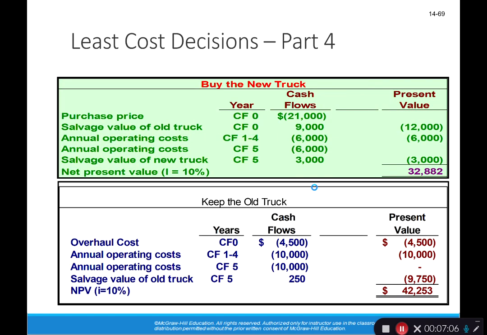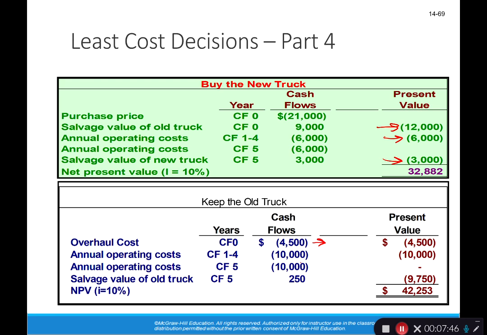So you have to define your cash flows. For the new truck, we have our purchase price of $21,000, but then we'll also get the benefit of selling the old truck. So the net outflow is only $12,000. Cash flow 1 to 4 gives us $6,000 in operating costs. Cash flow 5 is $6,000 in operating costs, but we get $3,000 back for salvage value, making a net outflow of only $3,000. Then we have the old truck. The overhaul cost is $4,500. That's in cash flow 0 today.